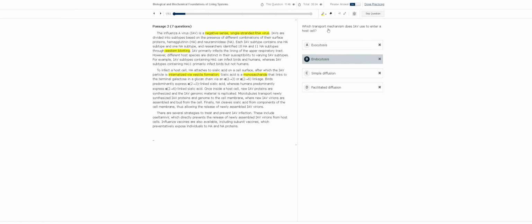But for the sake of completion, I'm going to explain what these answer choices mean. A is wrong because exocytosis is the opposite of endocytosis. It's when molecules form vesicles and then get released outside the cell. In this case, our virus is trying to get inside the cell using vesicles from the cell membrane of the host cell. So it cannot be A because it's trying to go inside, not outside.